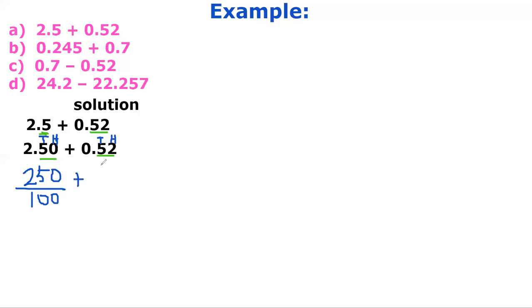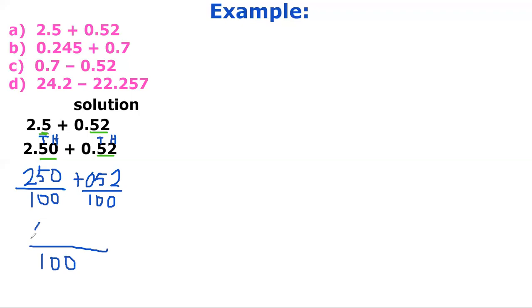Plus, so here too, the last digit of the decimal number is under 100. So the entire number here is going to be over 100. So it should be 0.52. Remember 0.52 is the same as 52, all over 100. Now because they all have the same denominators, you are going to choose one here. So you choose one of the denominators, which is 100 here. And the sign here means addition.